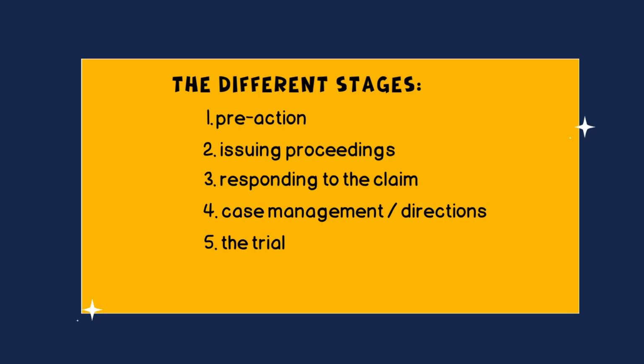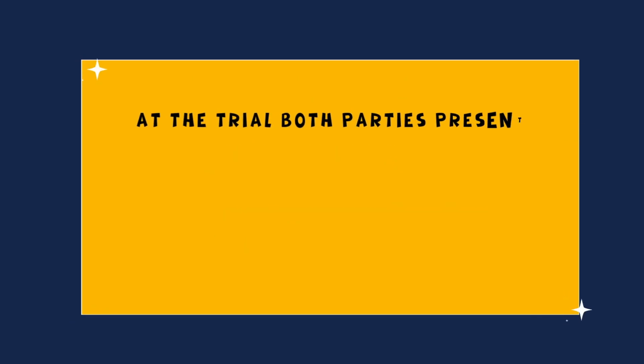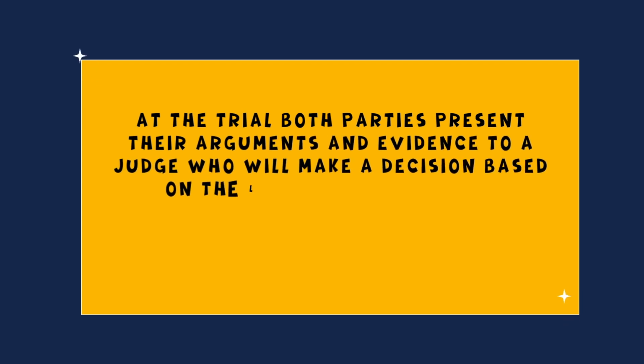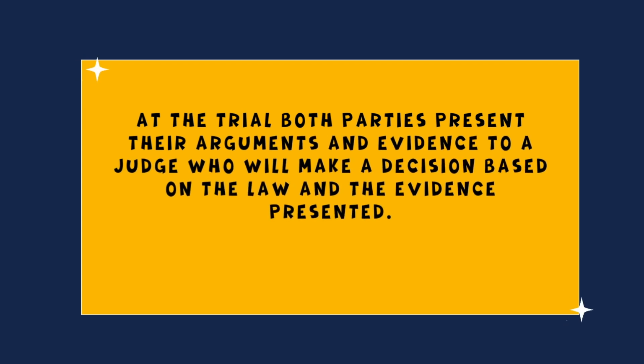Once all directions are complied with, we have the trial itself. This is where both parties will present their evidence and arguments to a judge who will determine the case based on the evidence and the law. If the claimant is successful, they may be awarded damages, an injunction, or another form of remedy depending on the type of claim that they've brought. And there we have it, the basic steps of a civil claim.